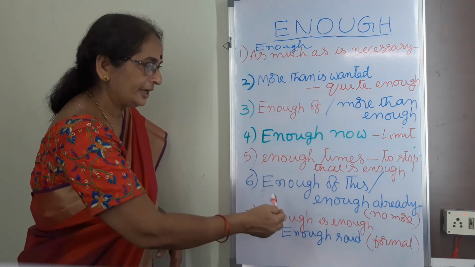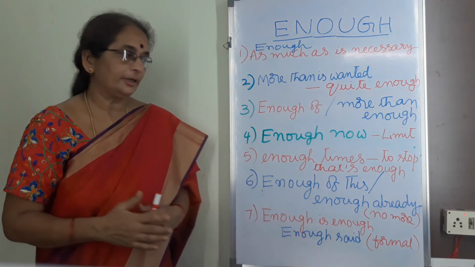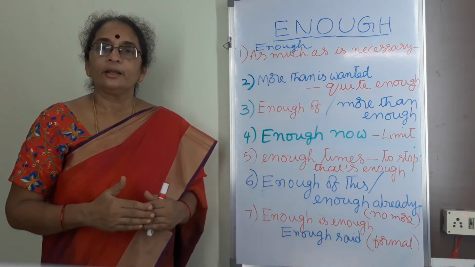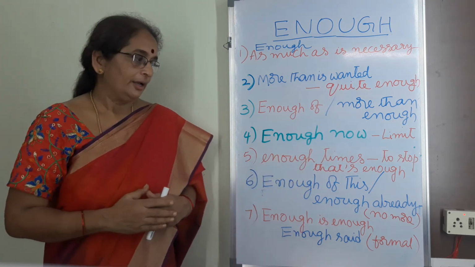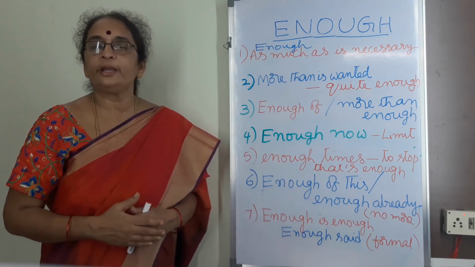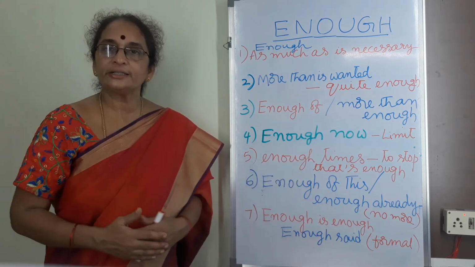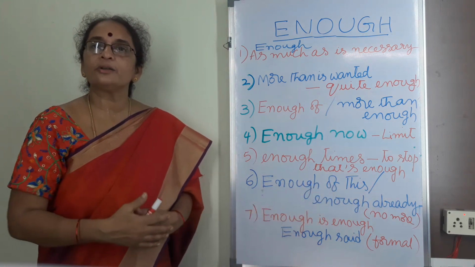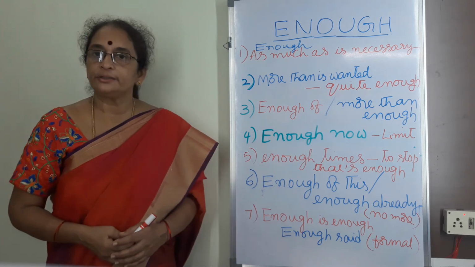And enough of this, enough already. We want no more from the other person. Suppose the other person spoke on this topic. Enough of this, you mean you don't want any further speech, extension of the speech from him. And when you had enough meetings, we had enough of the meetings this month. Enough already. They had enough practice already in mathematics for tomorrow's examination. They want no more practice.